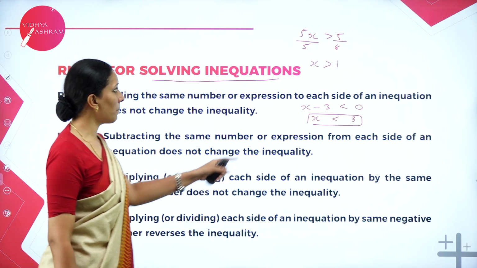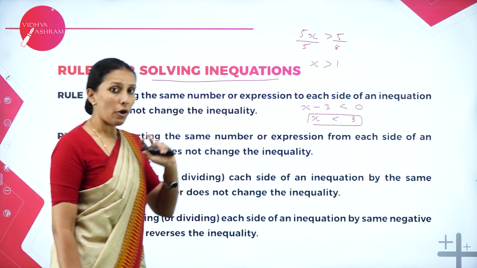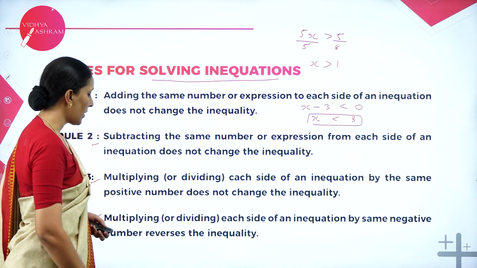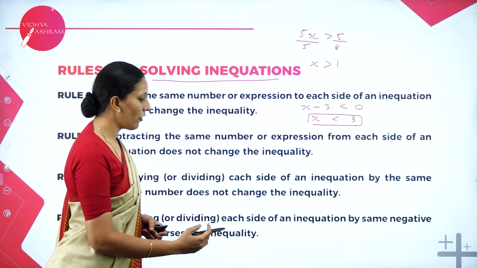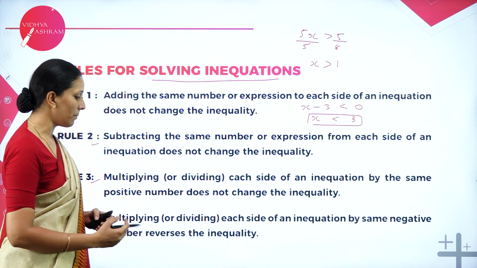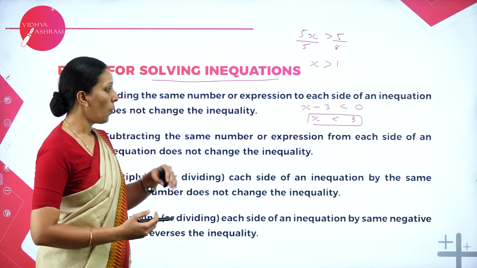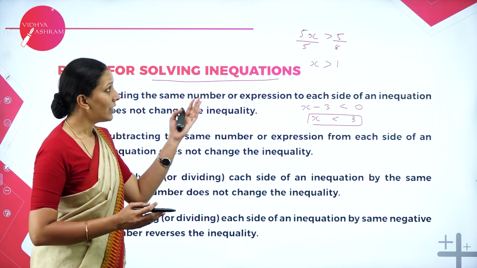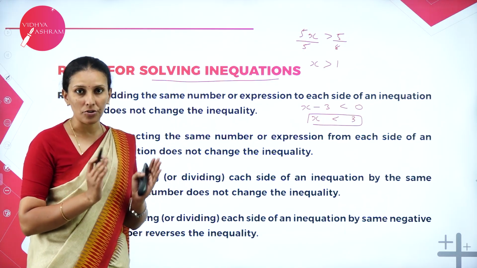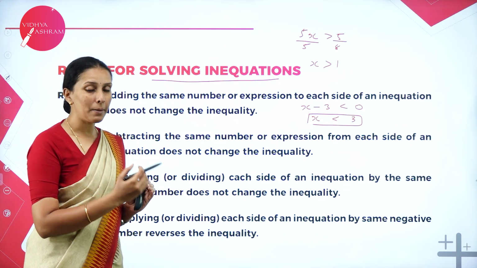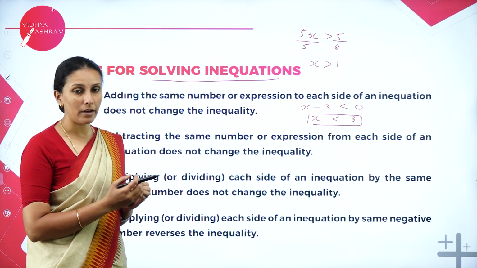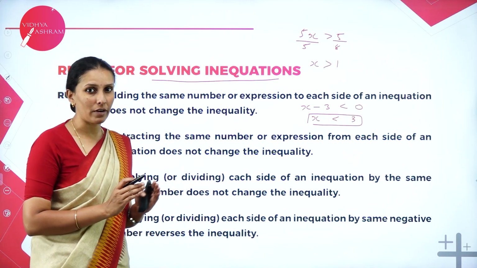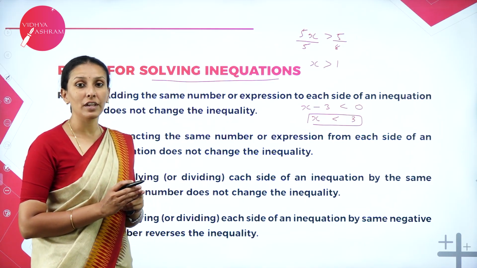So this is applicable only for the positive numbers. Now in case it is negative, let us see rule number 4. Multiplying or dividing each side of an inequation by the same negative number reverses the inequality. While adding, subtracting, or multiplying by a positive number, the sign of the inequality doesn't change. But if you are multiplying or dividing by a negative number, then you should change the sign of the inequality.